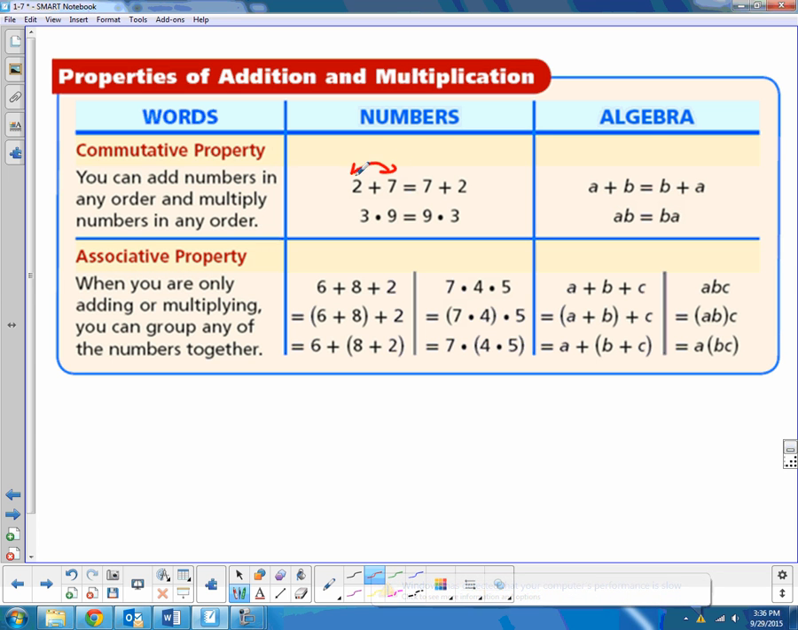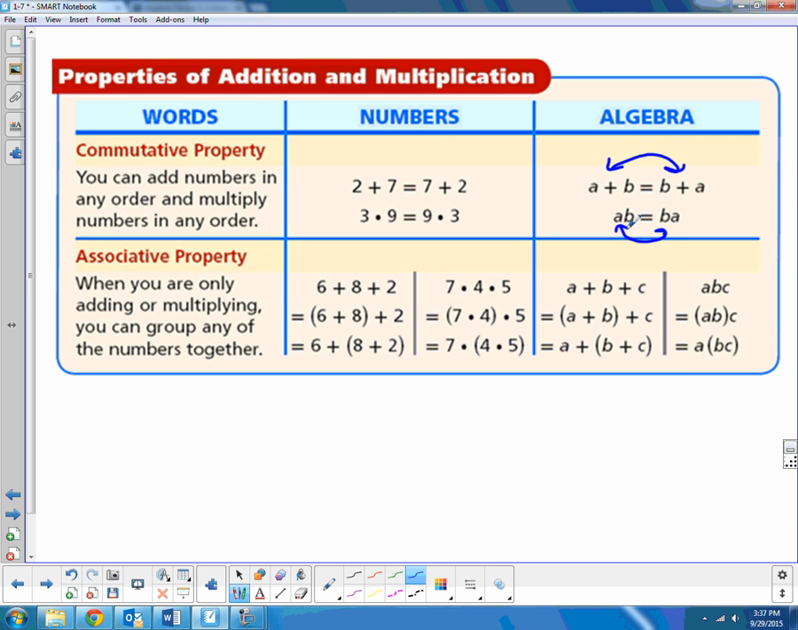2 and 7. 2 plus 7 is the same as 7 plus 2. 3 times 9. We can flip-flop those around and have it be the same as 9 times 3. So addition and multiplication have a commutative property, which says that we can flip-flop the numbers and get the same result. So the general way of saying it is A plus B is equal to B plus A. A times B is equal to B times A.